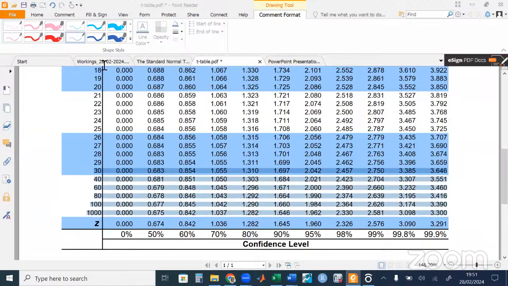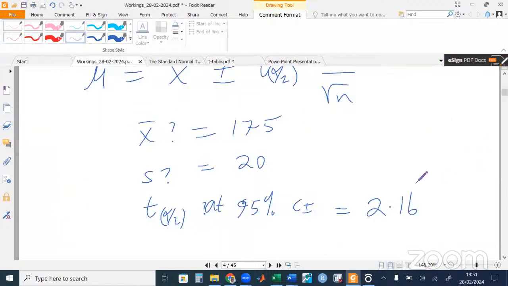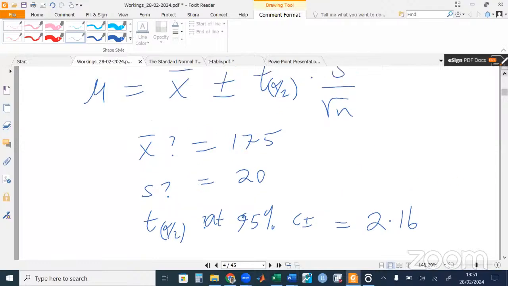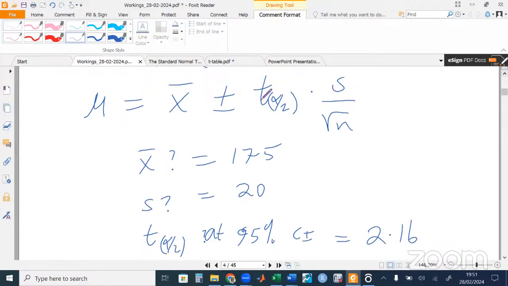So please finish that question and get me the answer now that you have everything. I hope you've been working as we were discussing together. And I think you can do it quickly. X bar is 175 plus or minus 2.16, and then S is 20, N is 14. Please don't put 13 here, put 14. The 13 was just for the critical value determination.